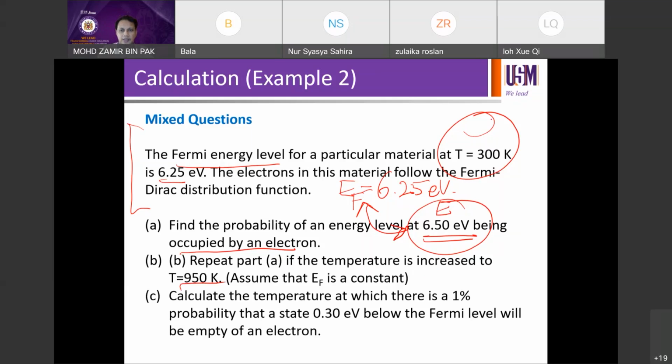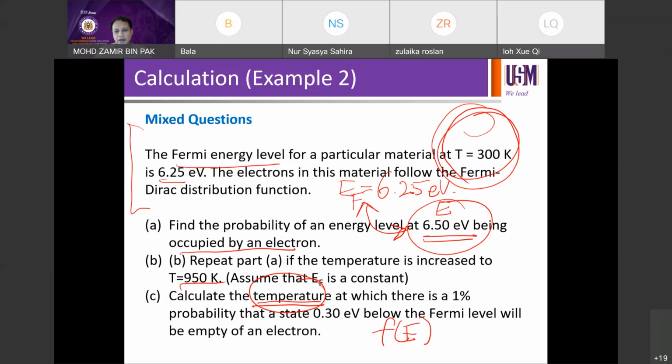And then repeat part A if the temperature is increased to 950 K. So the first condition is when your temperature is equal to 300 Kelvin. The second one is when you increase the temperature to 950 Kelvin. And the third one is to calculate the temperature. So this one is a bit reversed because you have to calculate temperature instead of Fe, but it's still using the same equation, right?